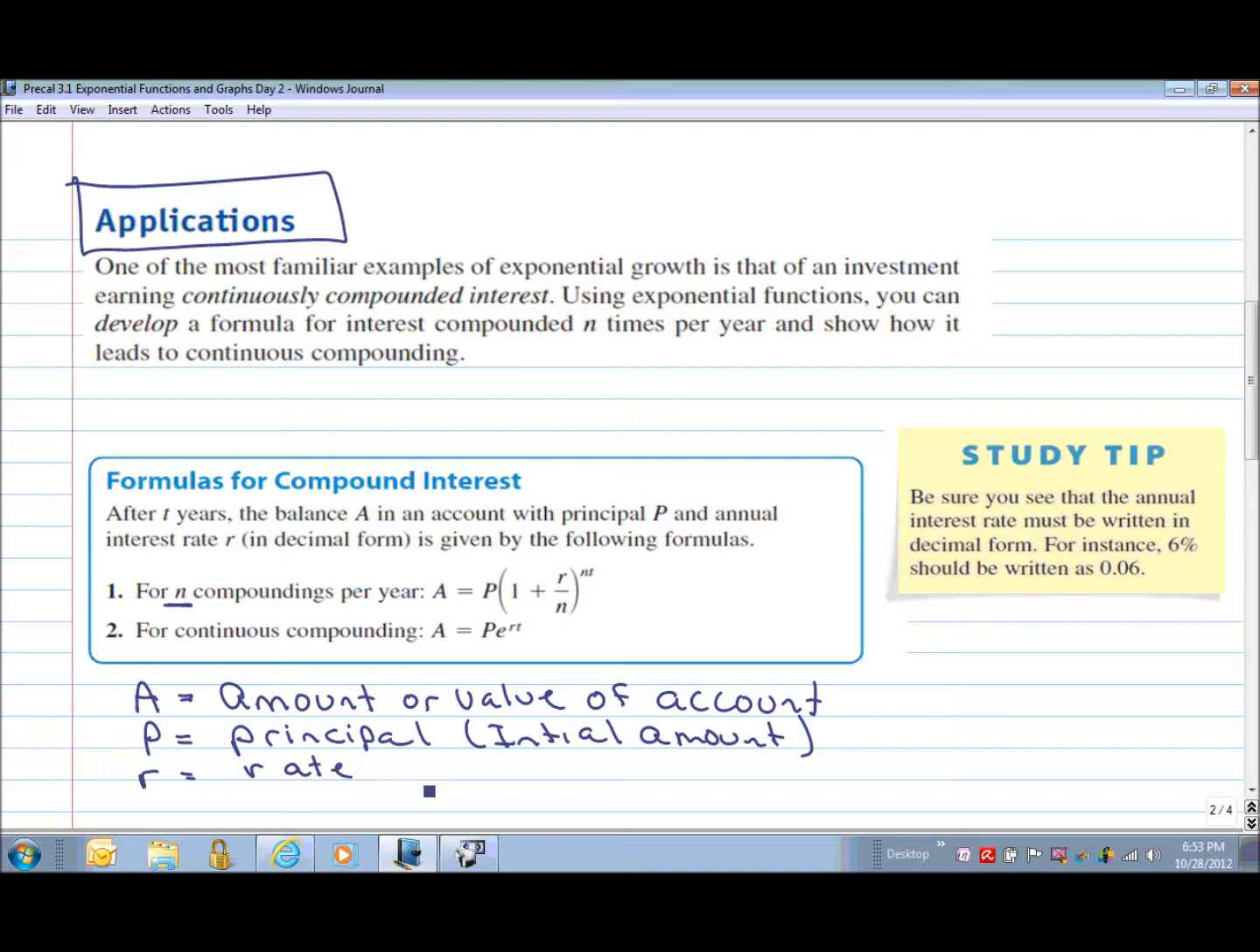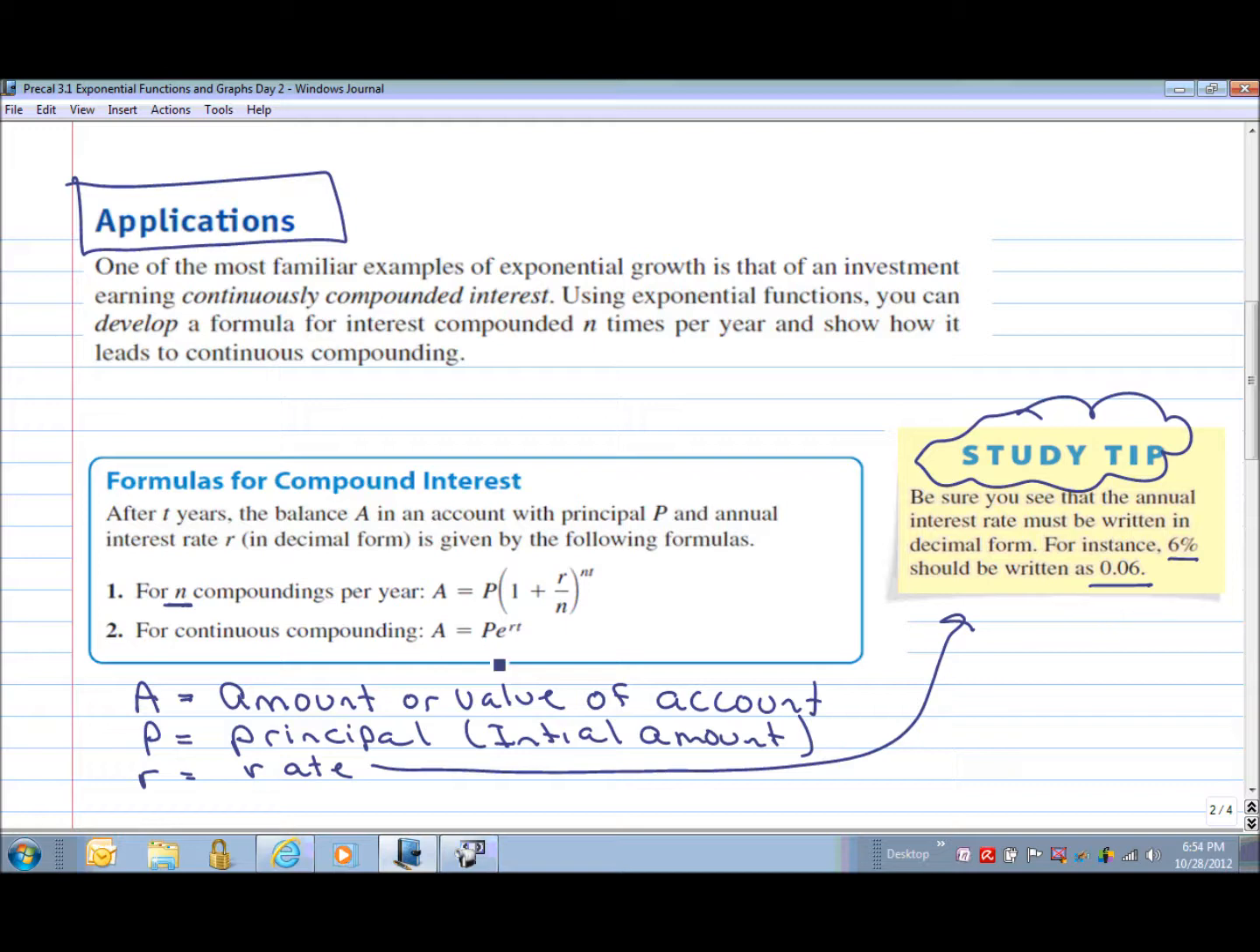And please pay attention that the rate must be written as a decimal. Look over here at this study tip. So, for instance, if it's 6%, you must write it as 0.06. You can think about Beyonce's song, To the Left. You take your percentage and you go left, left, twice to get to your decimal. So often you'll hear me say that in class.